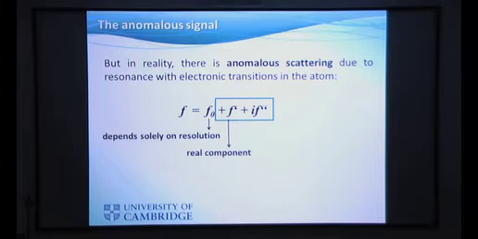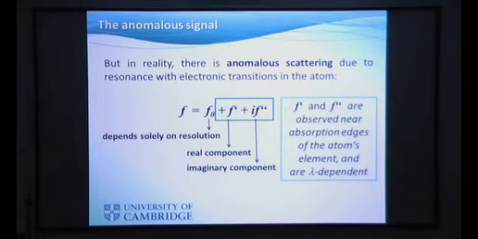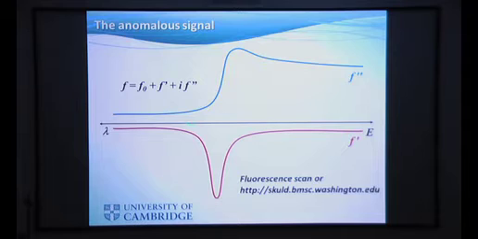We split it conveniently up in a real component and an imaginary component, and we call them F prime and F double prime. And F prime and F double prime are usually observable near the absorption edge of the atom's element. And they are consequently dependent on the wavelength, because the absorption edge is only at a certain wavelength. It will typically look like this. Energy goes in this direction, wavelength goes in this direction.